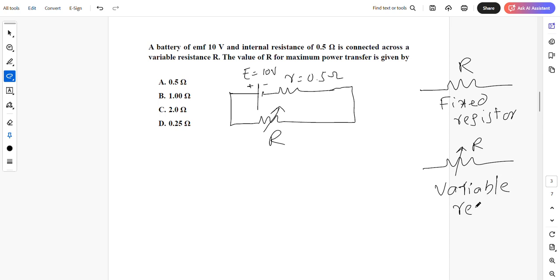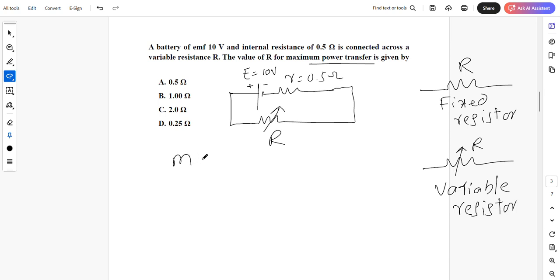Here I can vary the value of the resistance, say from 0 to infinity. For example, here it is fixed 50 ohm, and here I can vary. Variable resistor 0 to infinity, for example, I am just telling. Now, the value of R for maximum power transfer.